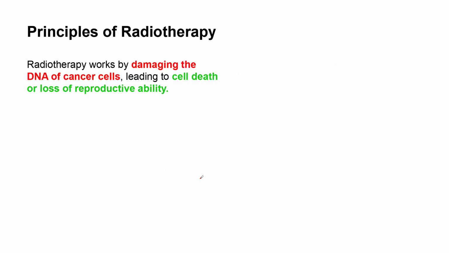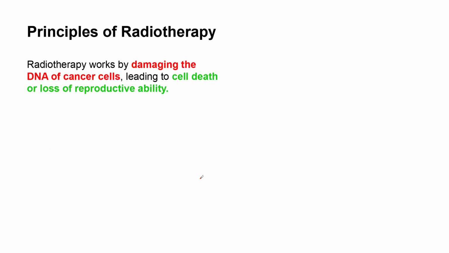So what are the principles behind this radiotherapy? Actually, radiotherapy works by damaging the DNA of cancer cells. So that's what it does. As a result of damaging the DNA of the cancer cell, that will lead to cell death or loss of reproductive ability. So that is what happens. So the major principle behind radiotherapy is that you are exposing the radiation directly to the tumor site, where the radiation destroys the DNA of the cancer cell, and that will lead to the death of the cancer cell or the loss of the ability of the cancer cells to reproduce itself.